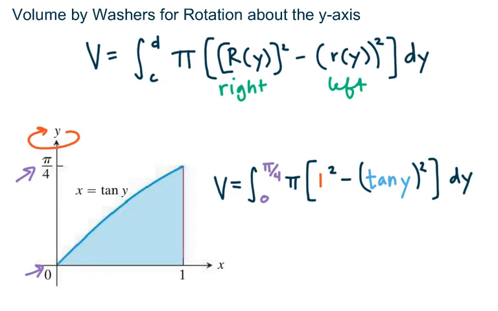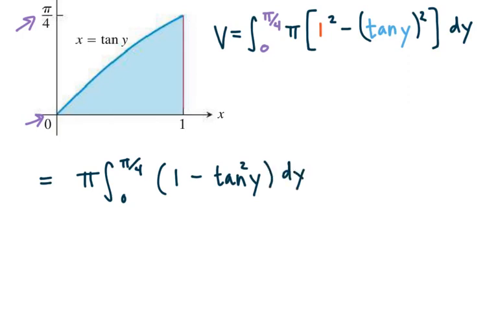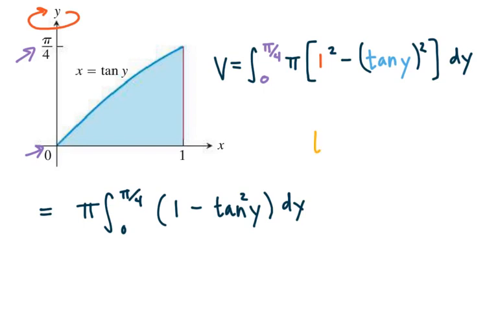All right, so let's work this problem out. I'm going to scroll up here now that we've set it up. And this would be equal to pi, the integral from 0 to pi over 4 of 1 minus tangent squared y dy. Now in order for me to simplify this, I'm going to need to use a Pythagorean identity. So a fact here that I know is that tangent squared y would be equal to secant squared y minus 1.